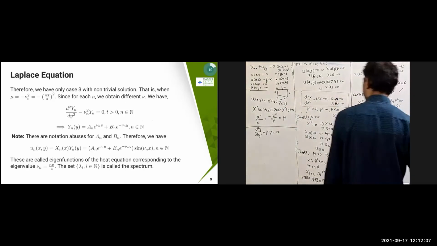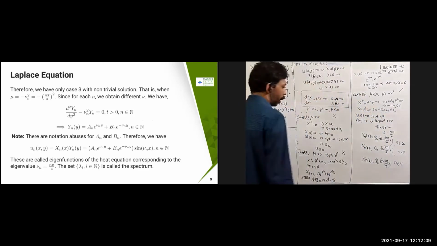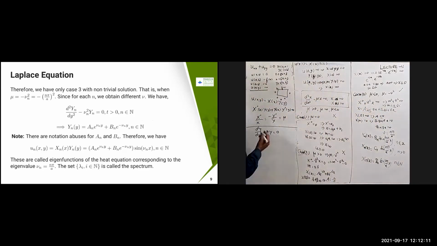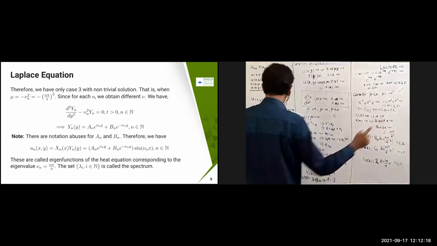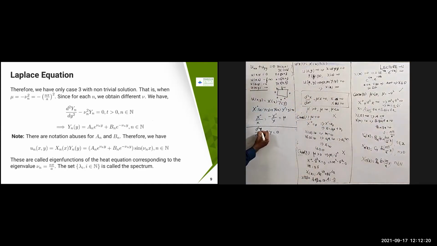So now again we have to come back here to the d square y by d nu square problem. In this case, not only d square y, because for each nu you will be getting n by a. So you are going to get d square y_n by d square, and this I am going to call as nu_n. So nu_n I am going to replace that.